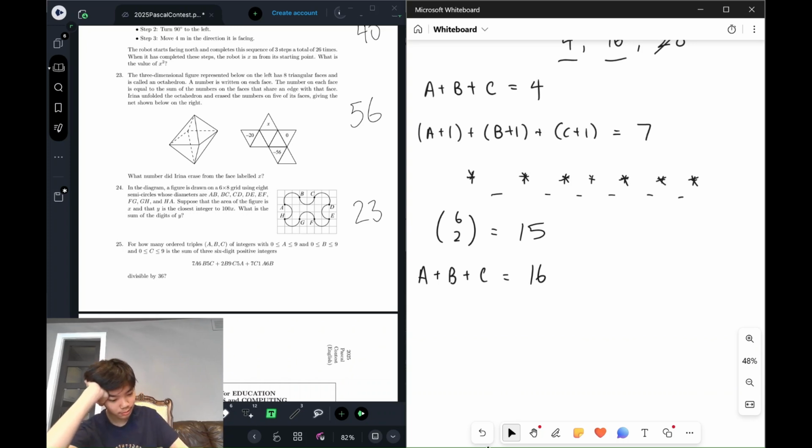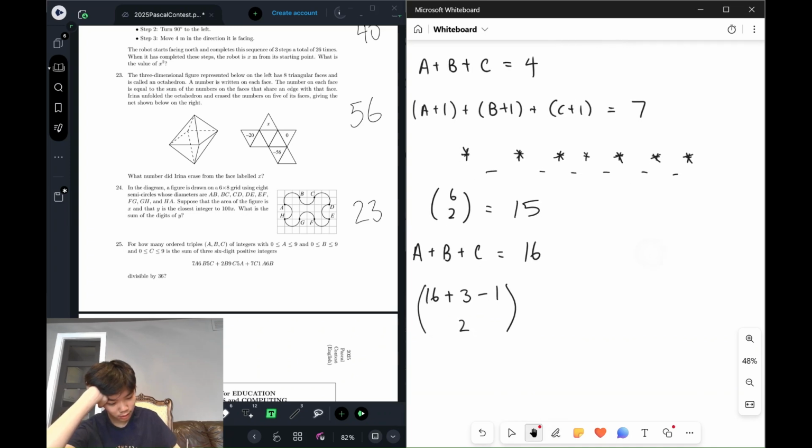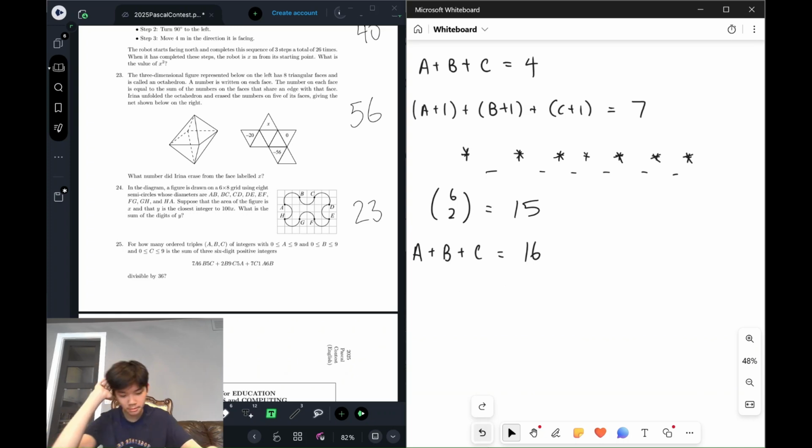We had 4 plus 3 minus 1 choose 2. This is going to be 16 plus 3 minus 1 choose 2. Okay, maybe let's not do this, because that gives a really big number, and we don't want really big numbers. So we have 3 digits adding to 16. This seems very large.